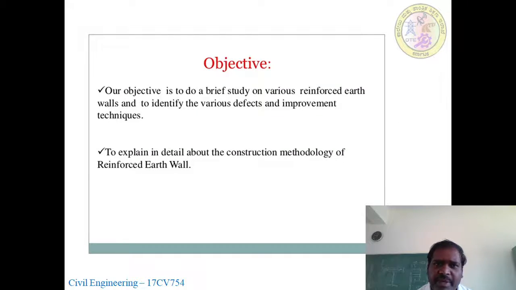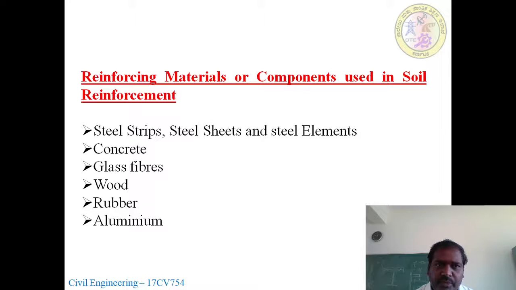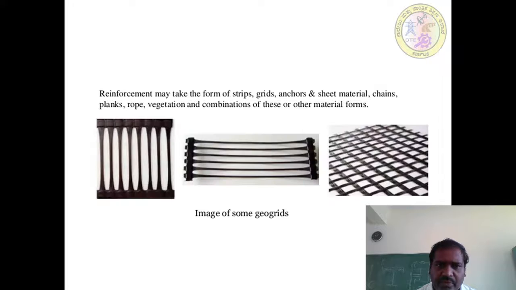The main objective is the study of various reinforced earth walls, to identify the various defects and improvement techniques, and to explain in detail the construction methodology of the reinforced earth wall. That is, how to improve the soil by providing the reinforcement. These are the important materials or components used in soil reinforcement: steel strips, concrete, glass fiber, wood, rubber, aluminium. These are the geogrids.